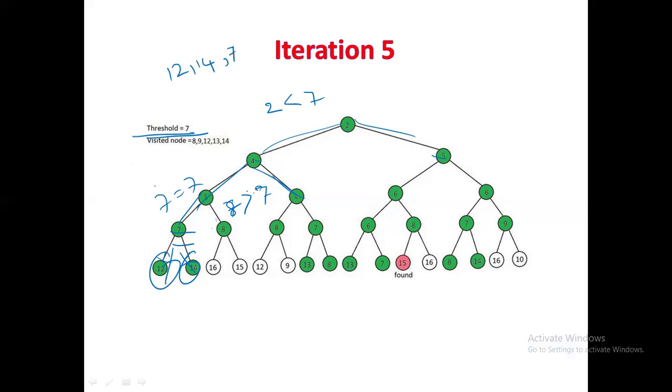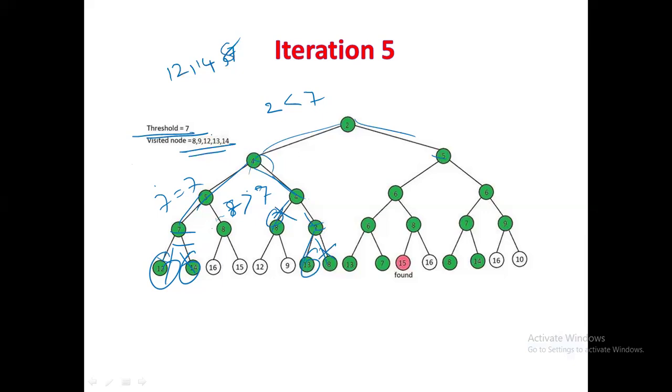Next the algorithm explores the second child of 4, 8 and 7. 8 is greater, so this will be pruned. We are going to keep 13 and 8, so these two will be discarded. This will be put in the visited nodes.